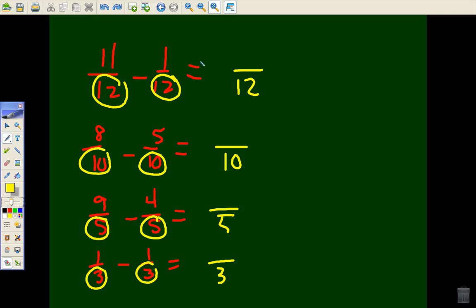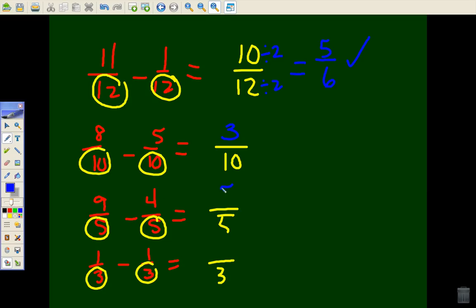Alright, so 11 minus 1 is 10. I see that I have 2 even numbers, so I can reduce. I'm going to try dividing by 2 and see if it gets to its simplest form. 10 divided by 2 is 5. 12 divided by 2 is 6. So 5/6 is in simplest form. 8 minus 5 is 3. 3/10 cannot be reduced because the only things that go into 3 are 3 and 1. 3 won't go into 10.